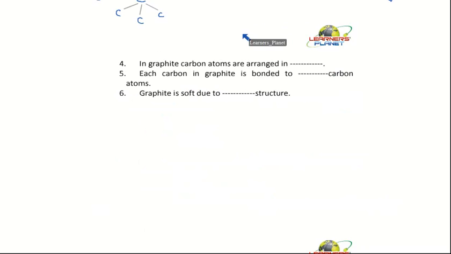Now let's take up the next question. Here, it is related to the allotrope of carbon. In graphite, carbon atoms are arranged in dash. How are they arranged in graphite? I told you that in graphite there are hexagonal layers of carbon atoms. So these are hexagonal layers of carbon atoms.